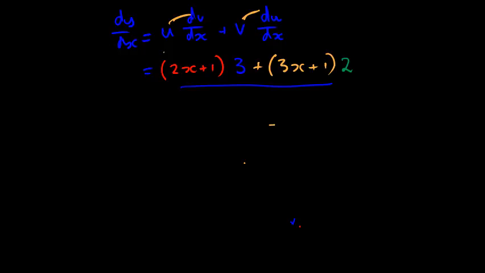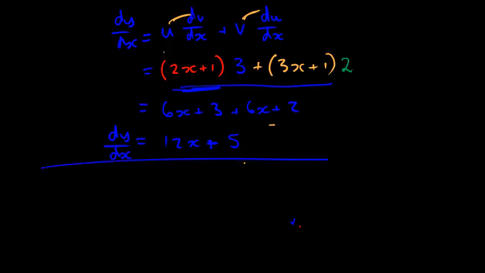In a question like this now, the work really is to simplify this down. You can see that we're dealing with just a single set of brackets. It's relatively straightforward. That's going to be 6x plus 3, plus 6x plus 2. We'll get 12x plus 5. So the derivative is 12x plus 5.